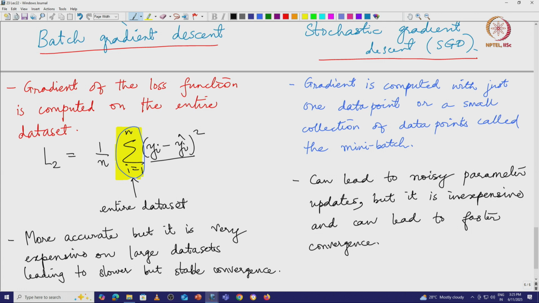So a whole series of algorithms have been developed to take care of this point, right. The parameter updates are quite noisy, so this is clearly a drawback. The other things are advantages. It's an advantage that it is inexpensive, it's an advantage that it leads to faster convergence and so on, but the one major drawback is that it leads to noisy parameter updates, and therefore a lot of research has gone into designing variants of the stochastic gradient descent algorithm, and these variants have proved to be quite useful.